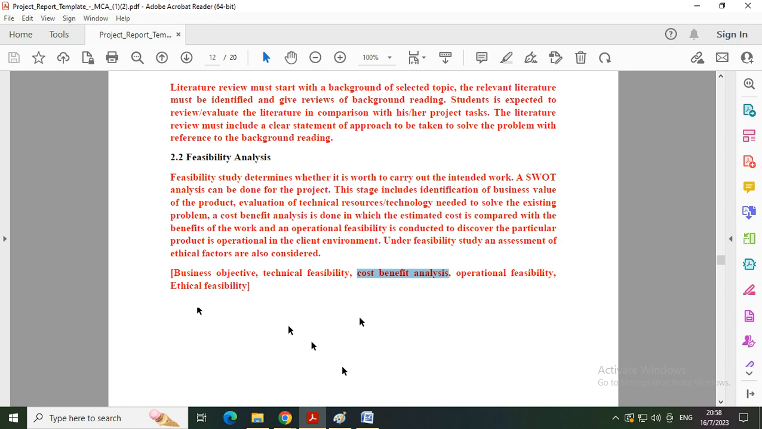So, in that sense, technical feasibility means what are the different technical aspects that you are following in your project, the whole system. All those technical policies will be enough to build your application. So that you have to think in technical feasibility.